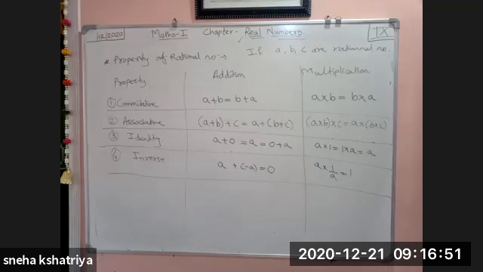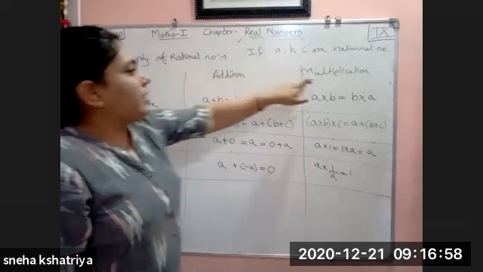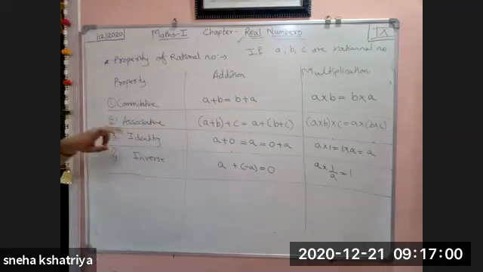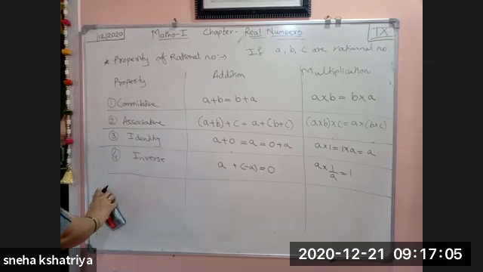So this much you can write down from your textbook also. I hope you have understood all the properties. There are 2 types of properties, additive and multiplicative properties. These are the commutative, associative, identity and inverse properties. Okay.